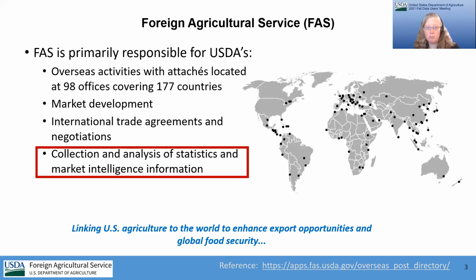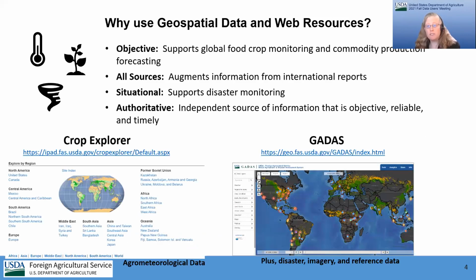FAS is primarily responsible for market development, international trade agreements, and negotiations, and then also the collection and analysis of statistics and market intelligence information. So it's that last bullet that our program area, Global Market Analysis, is focused on. And the world is a very large place to cover. So we leverage geospatial data to help us achieve our goals and our mission, which is to support global food crop monitoring and crop production forecasting.